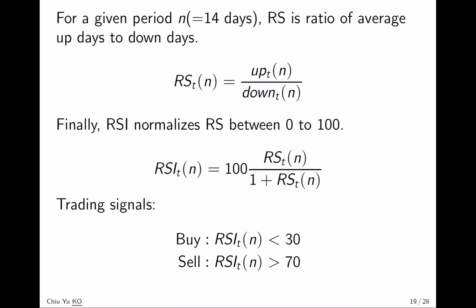Going up and going down should not be too much. But if RSI has been very high, more than 70, it means too many people are buying. It's overbought, so you should sell it. If RSI is very low, then many people have been selling, and it's time for you to buy. So it's more like a contrarian style of trading rule.